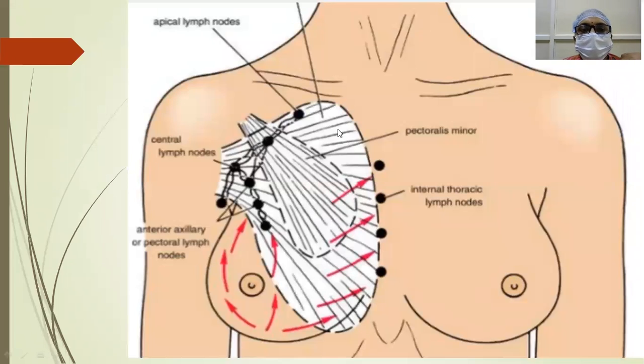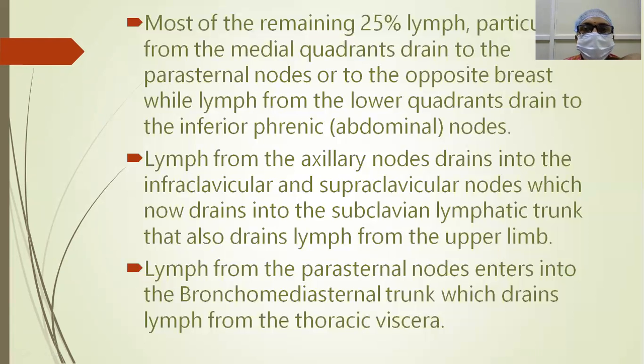So look at this. Apical lymph nodes, the central lymph nodes, anterior axillary and pectoral lymph nodes. These are the internal thoracic lymph nodes. This is the lymphatic drainage of the breast.